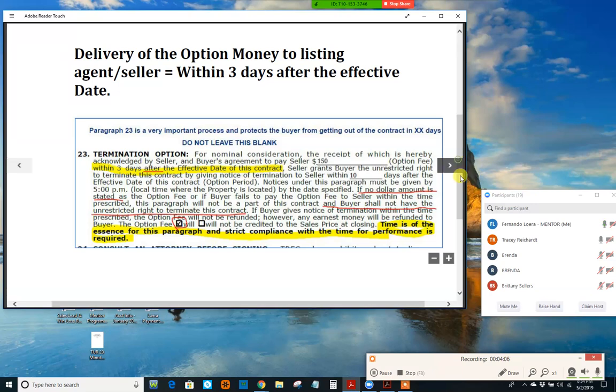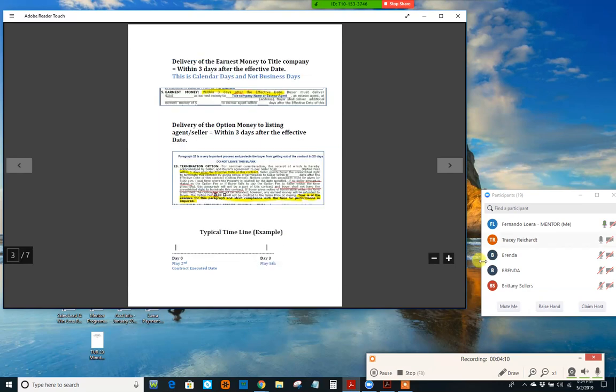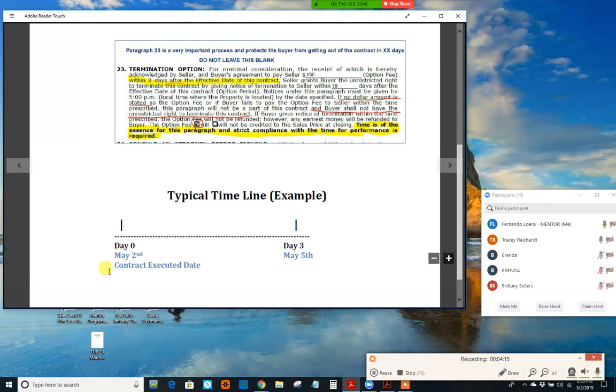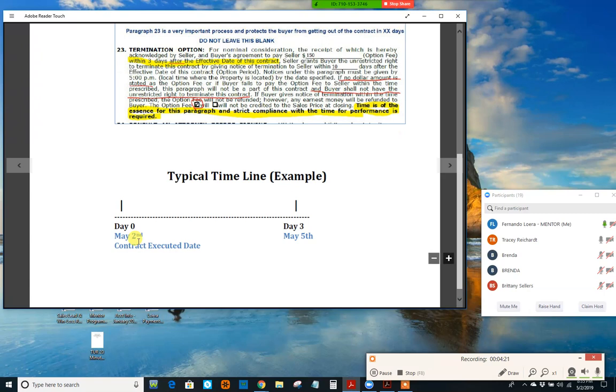If you had a timeline, envision this as a visual: day 0, and we're going to use today as the executed date, May 2nd, the contract executed date. You don't count that as day 1; you count that as day 0. Then you do day 1, which is tomorrow, and so on and so forth. So you have until May 5th to deliver those 2 checks to the appropriate parties: the earnest money goes to the title company and the option goes to the listing agent.